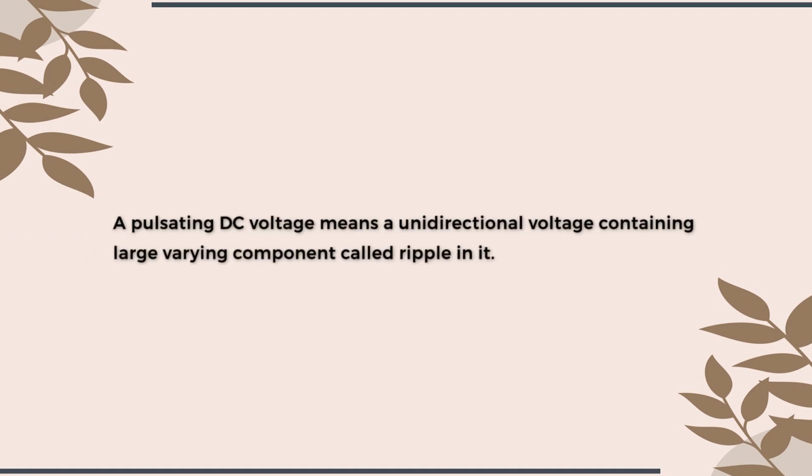A pulsating DC voltage means a unidirectional voltage containing large varying component called ripple in it. So pulsating means a DC, but which is having pulsating components. That is why it is called ripple. Pulsating components are called ripple. So that is why it is called pulsating DC.